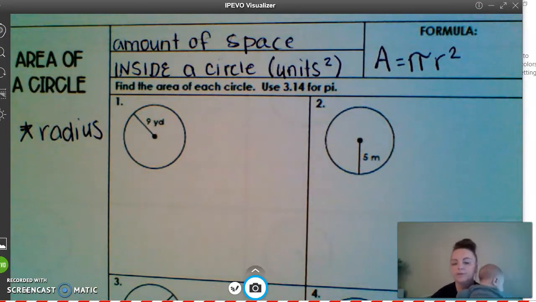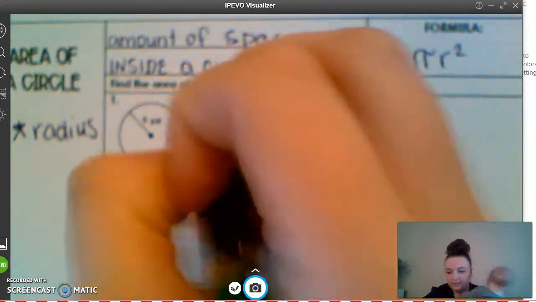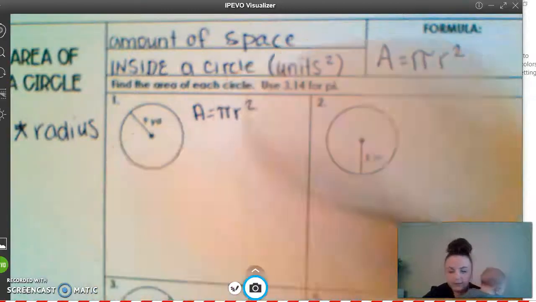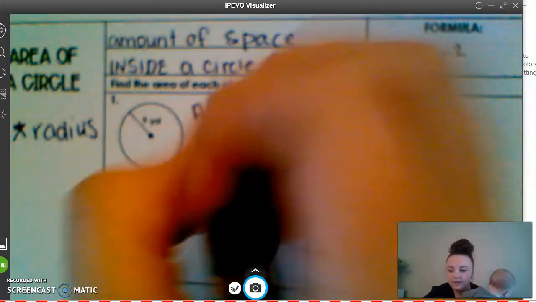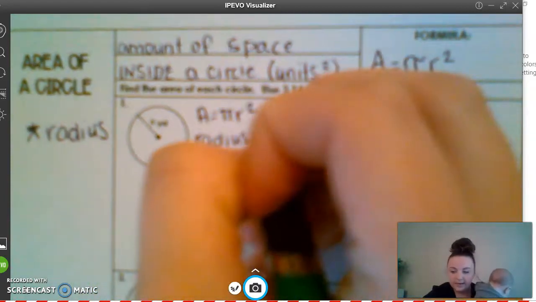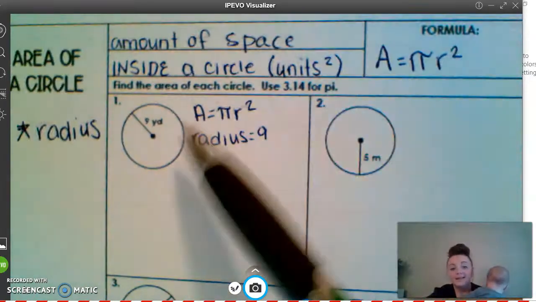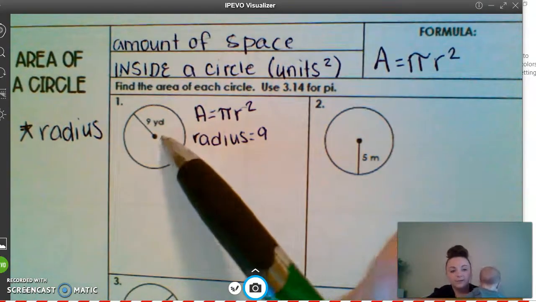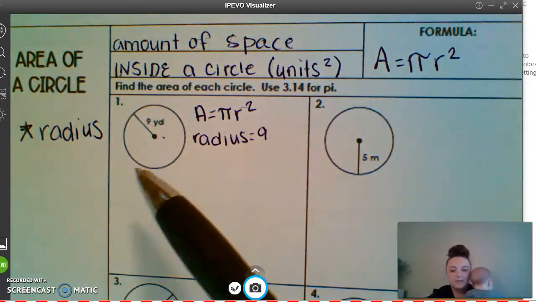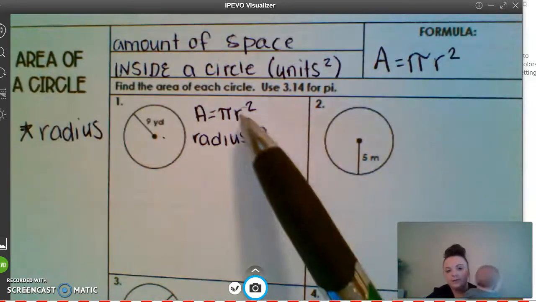Okay, so number 1, for these, we're going to find the area of each circle using 3.14 as pi. So if I write my formula, A equals pi r squared, that's what we've got right there. And the radius equals 9, because in our picture they tell us that from the center to the outside edge is 9, so that is the radius. So I'm going to go ahead and plug in 9 right there.